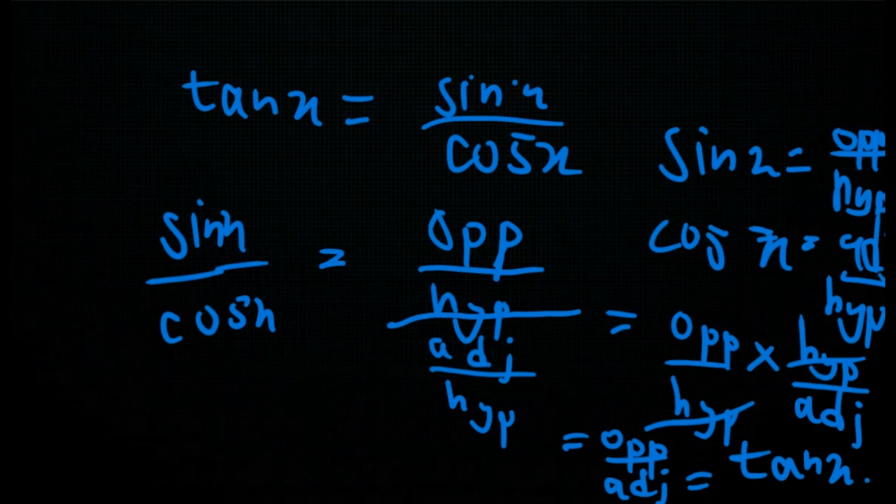Alright, you can also prove that cotan x equals cosine x by sine x through the same process, only the terms will be the other way around, and that's it. Anyways, let's move on to another identity.